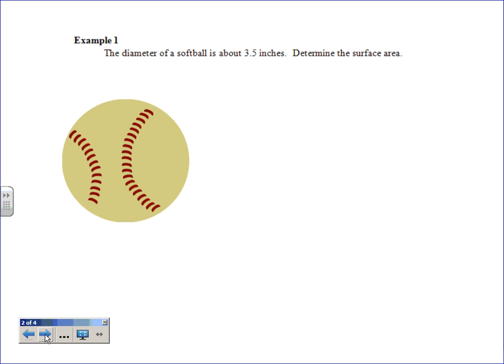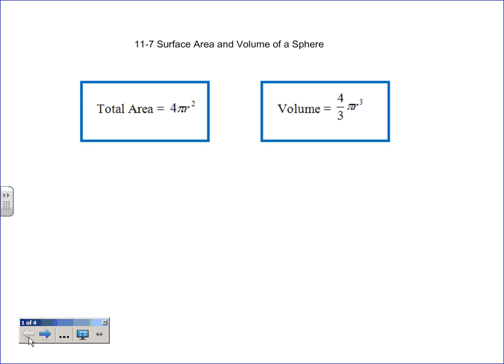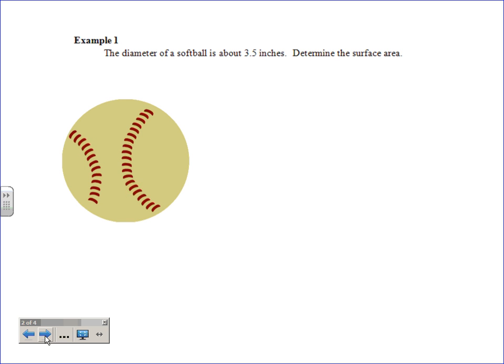So here it says the diameter of a softball is approximately 3.5 inches. Determine the surface area. Please realize that means from the center of this softball, pretty much out in any direction, is going to be 3.5. Determine the surface area. Well, that would be that formula, correct? Are these separate? No, they're together. All right, so 4 pi r squared.